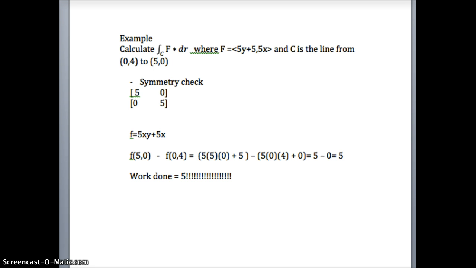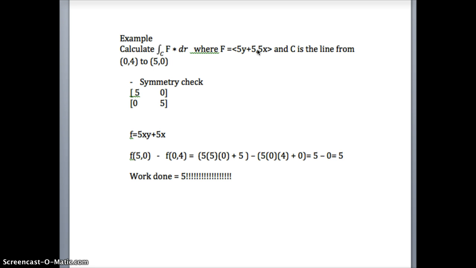In order to do a symmetry check, you take the second derivative of the vector field you have there, and this gets you a 2 by 2 matrix for a two variable vector field and a 3 by 3 matrix for a three variable vector field. In this case, the derivative of our vector field gives us a matrix with the components 5, 0, 0, 5. As we can see, this matrix is symmetric, and we therefore know that it has a potential function. Through just a few more simple steps, we see that the potential function is equal to 5xy plus 5x.